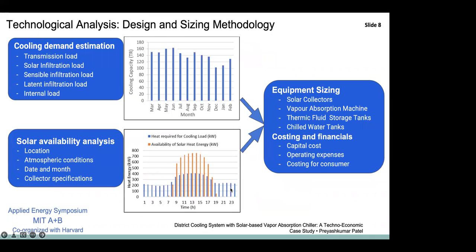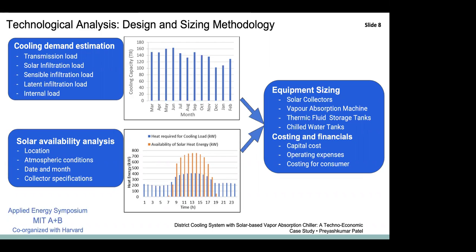To design the entire system, we estimated cooling demand based on loads and environmental factors. For the heating loads, different parameters like transmission load, infiltration load, sensible and latent infiltration load, and internal load due to human occupancies were considered. The environmental factors include atmospheric conditions like solar availability and location, and the date and month of the year, because it also affects the temperature.